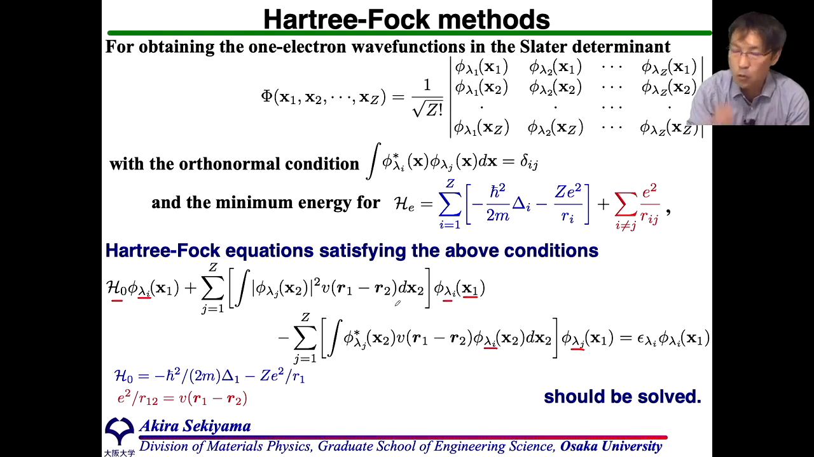So now we assume that by using this Hartree-Fock approximation, we obtain the information of the wave function of each state lambda i. Then we can express the total Z-electron state by using the Slater determinant. So this is the story of the first step of how the many-electron system should be described. The first step is to use this Slater determinant.